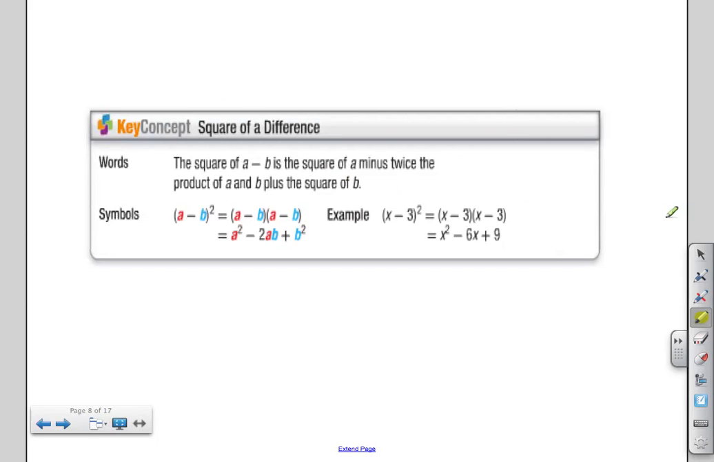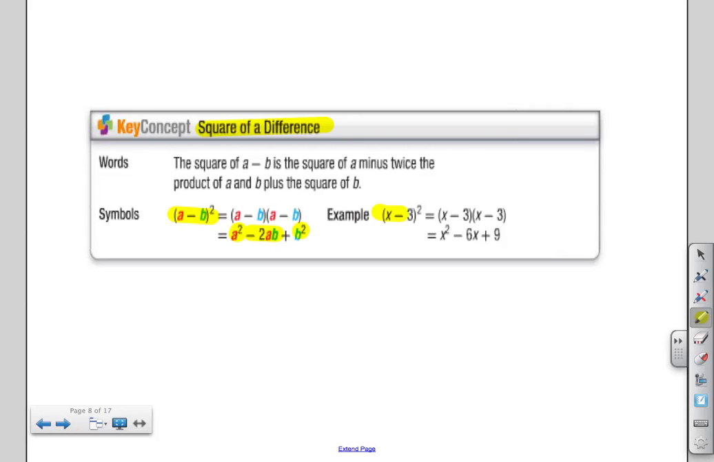Okay, here's our key concept first. We'll say this one more time. So we have, this is the square of a difference, the quantity a minus b squared. So we're going to think of that as a squared minus twice the product of a and b plus b squared.